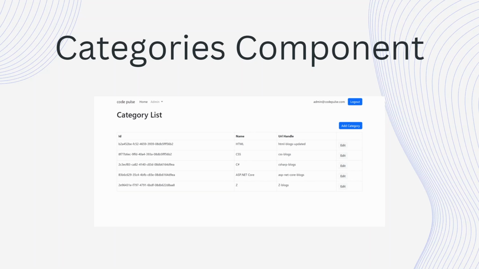But before that, we just want to navigate to the add category page from that add category button. So let's create the HTML and the component for the categories list page and prepare the routing for the add category component.